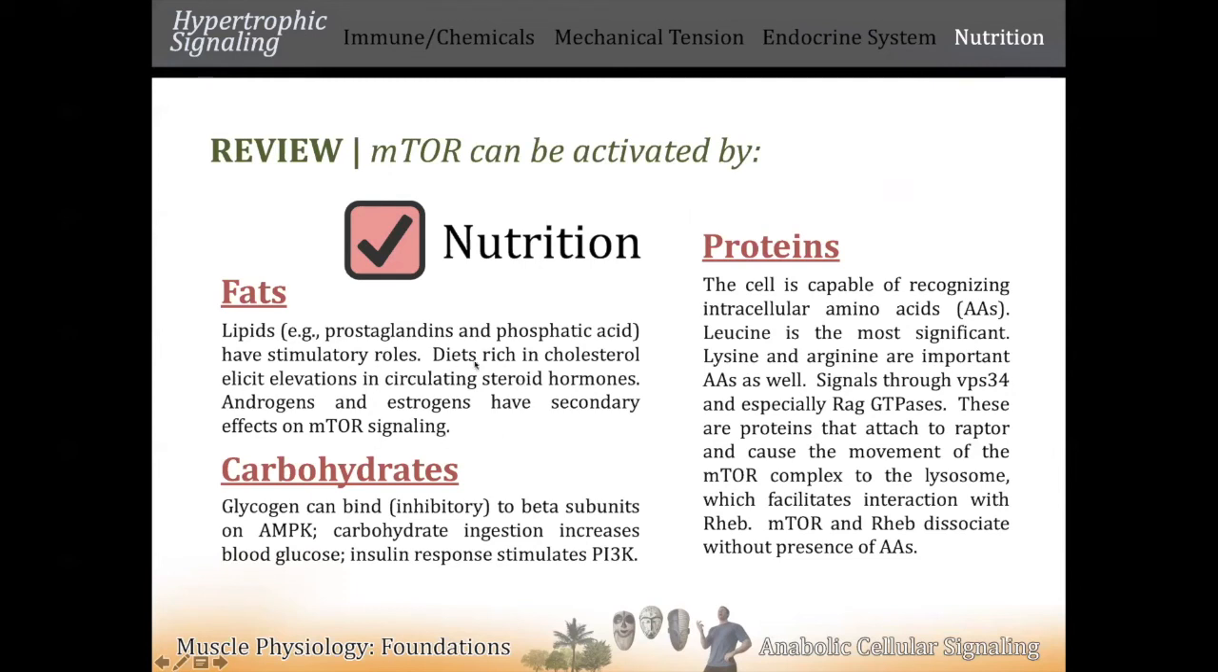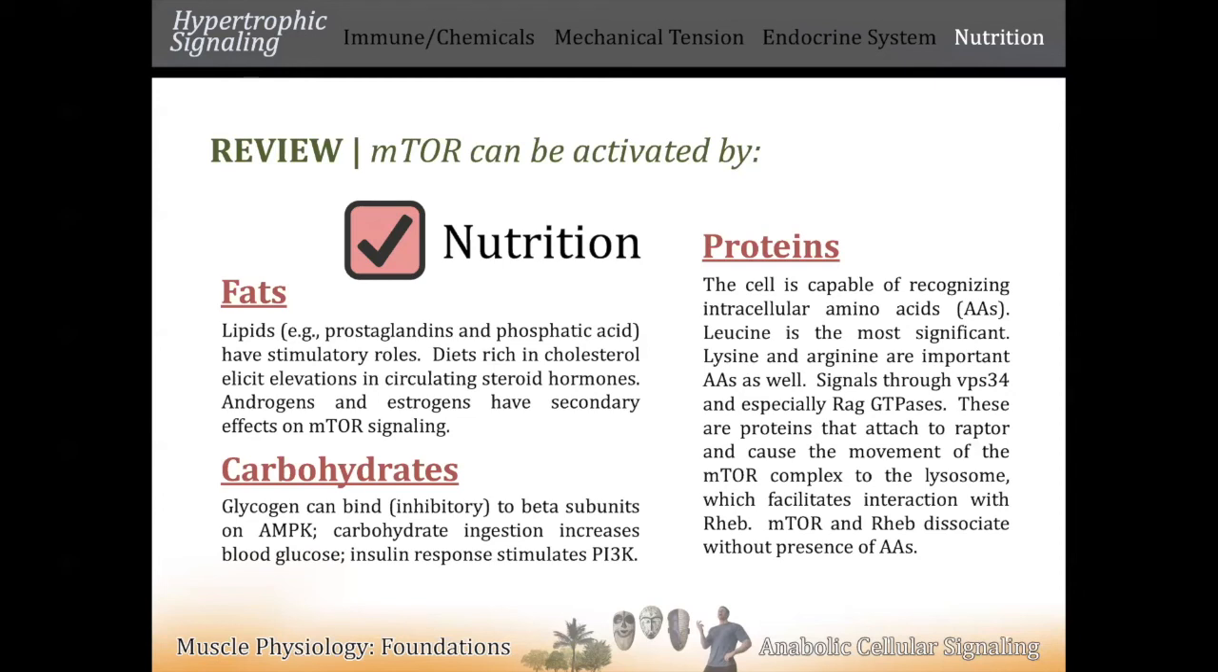These have secondary effects on mTOR signaling. So fats, if you're going to be putting food in your mouth, I wouldn't go, not necessarily for the reason of like prostaglandins, but for the reason of androgen secondary effects. I would not be denying fats from the diet, these low fat diets, in terms of human performance.